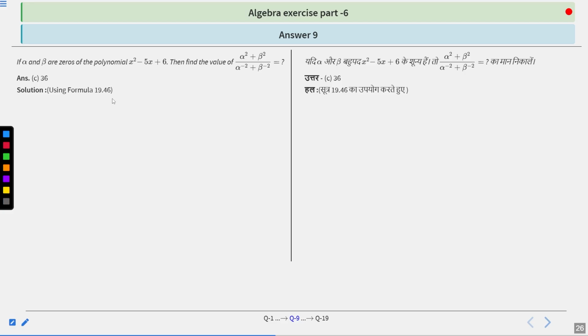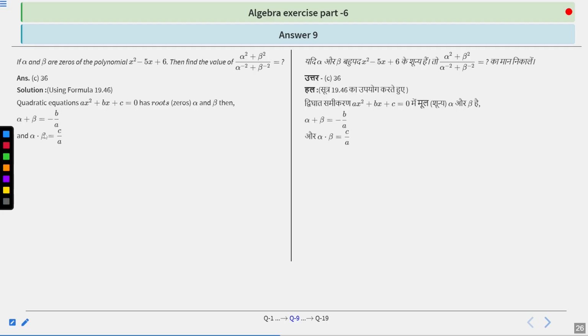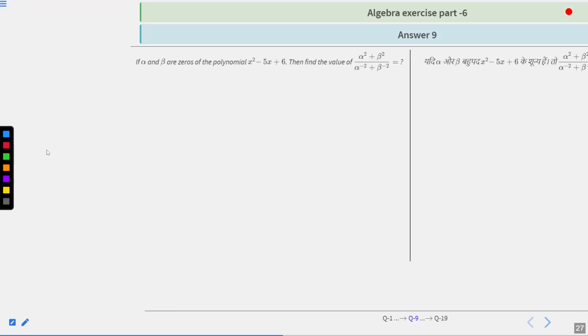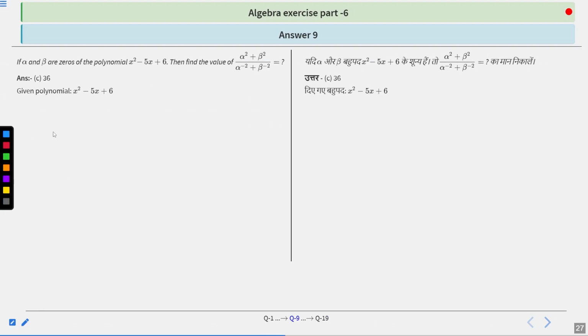We are going to use formula 19.46 to solve this question. If the quadratic equation ax square plus bx plus c equal to 0 has roots or zeros alpha and beta, then alpha plus beta is equal to minus b upon a, and alpha into beta is equal to c upon a. So the given polynomial was x square minus 5x plus 6. Here alpha into beta is going to be plus 6.